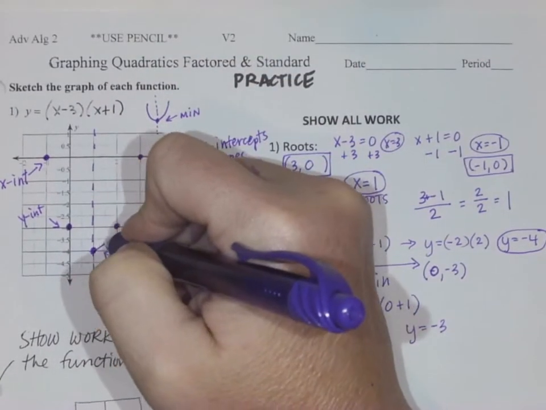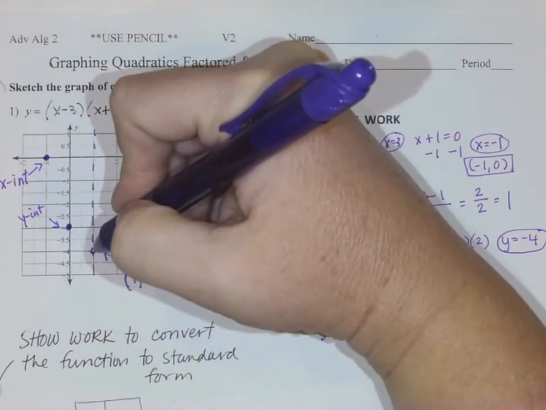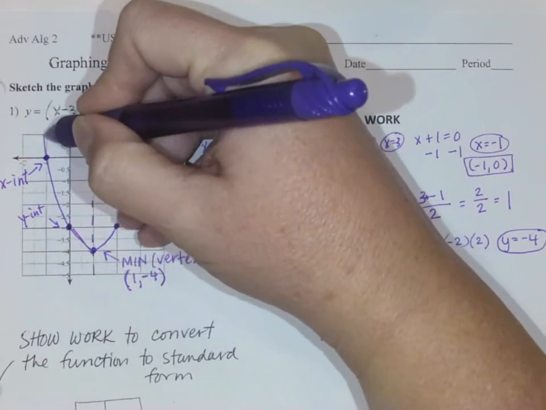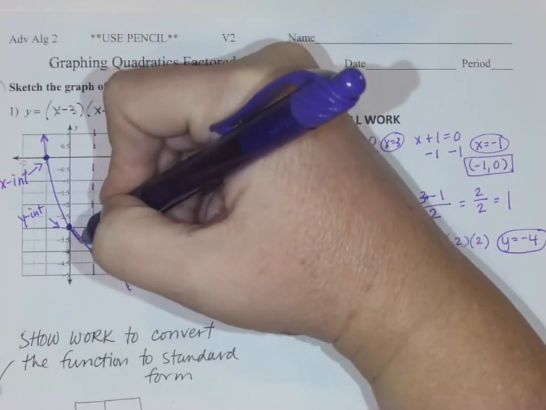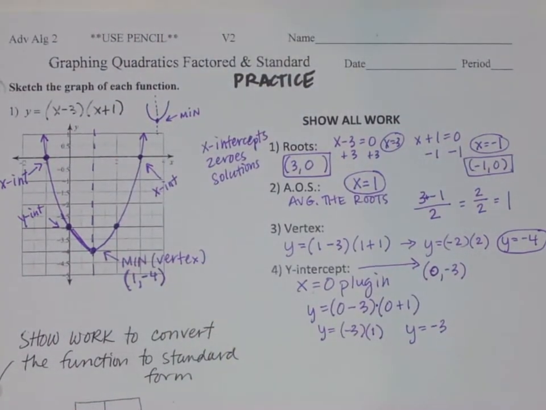And now I will have the opportunity to smoothly graph these points, or graph my curve by connecting these points. Always put arrows on the ends of your curve because of course it's going to continue infinitely in that direction. So hopefully that helped you with your graphing factored form quadratics.